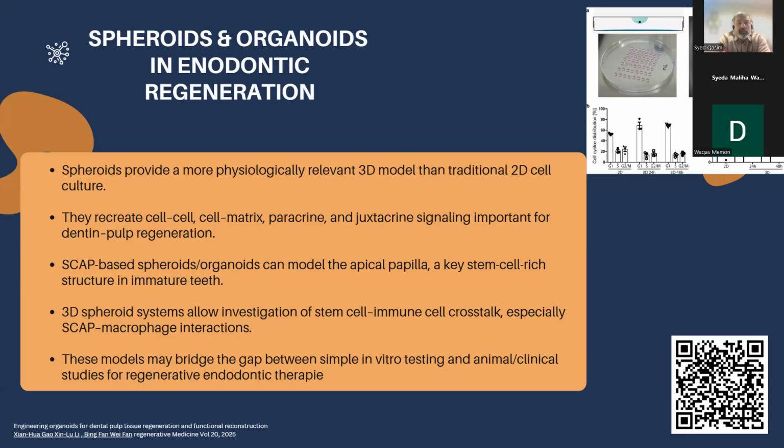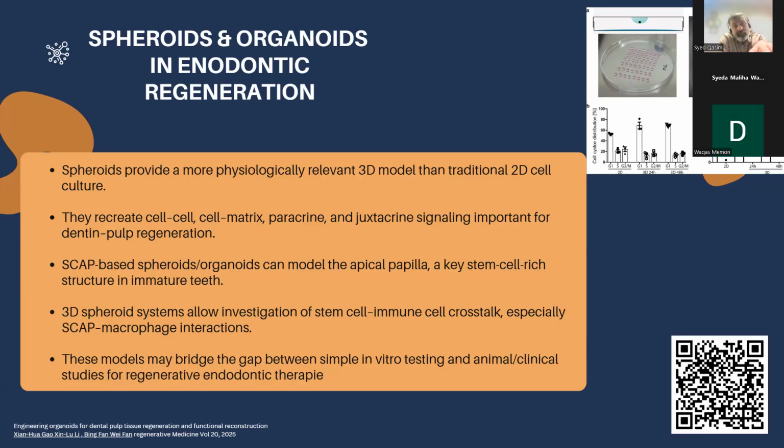Now, as I said earlier, the role of spheroids in stem cells, particularly SCAP, stem cells from the apical papilla, is really important. SCAP have been used to create or generate these spheroids, and they've been used in the development of immature permanent teeth, and there are studies which have used it.